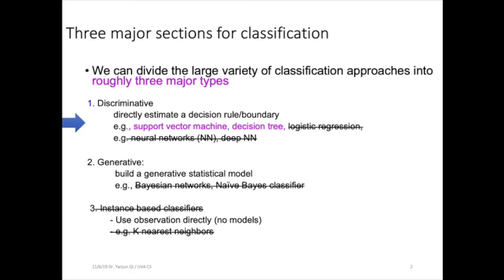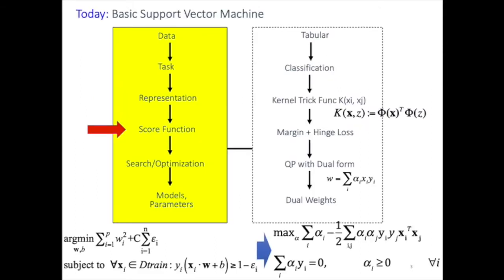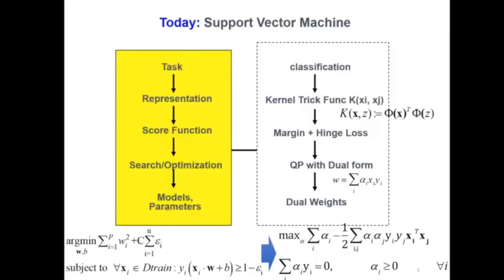And we are in the discriminative classifier group. We have finished covering the generative and instance-based classifier groups, and after support vector machine, we will cover decision trees. Okay, so let's get started. Just to summarize, again, we are using the nutshell to summarize.